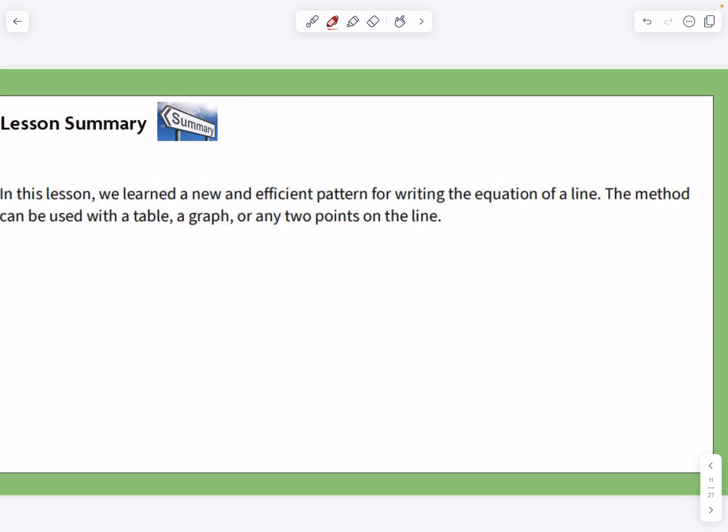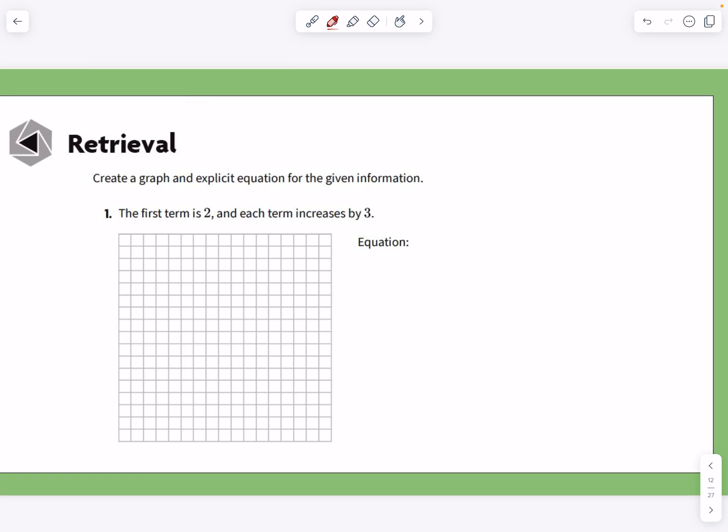So in summary, this lesson you learned a new and efficient pattern for writing the equation of a line. The method can be used with a table, a graph, or any 2 points in the line. Just basically a faster way of writing an equation for a linear thing.